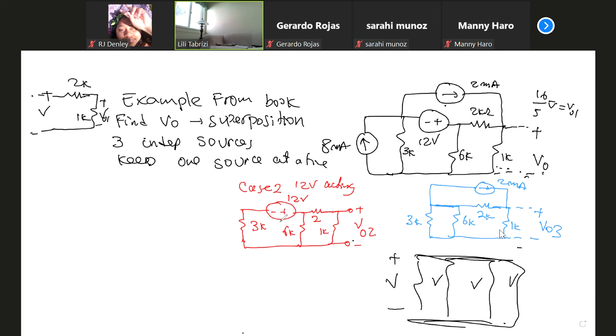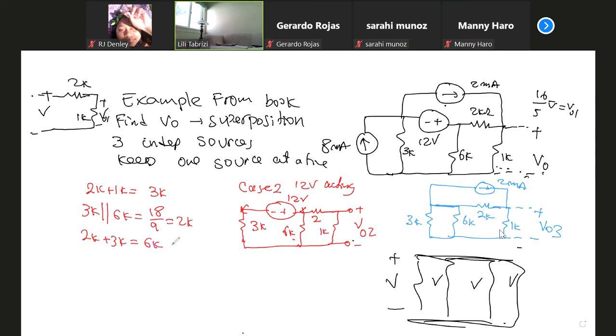Go to the location of 12 volt. Go to this location and find the total resistance. Suppose you're standing here, looking into the circuit. Find total resistance. First of all, this end is open. So you have 2K plus 1K in series, 3K. This 3K is in parallel with 6K. 2K. Then this 2K is in series with 3K.